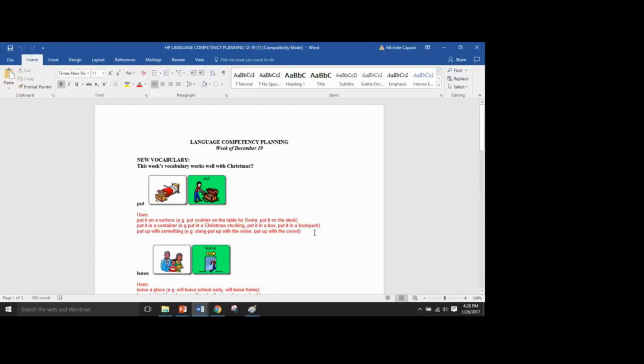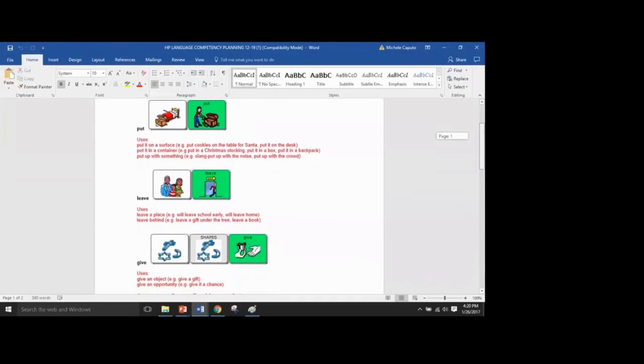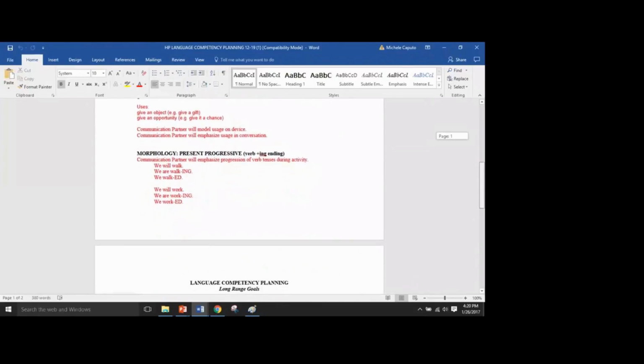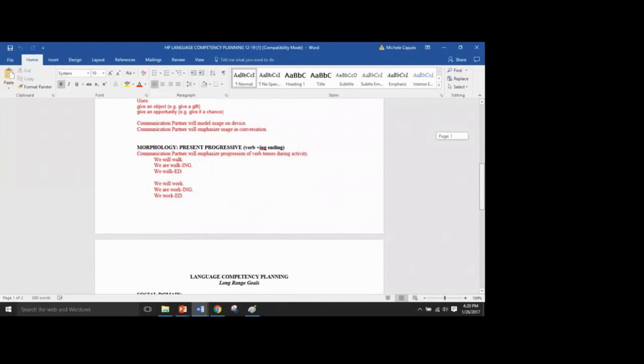And so for this, let me see if I can scroll down. Why can't I scroll down? Okay, here we go. Leave, give, okay. And here's their morphology. Okay.